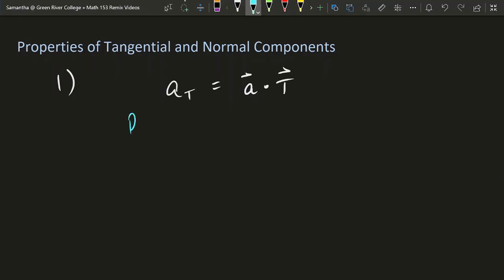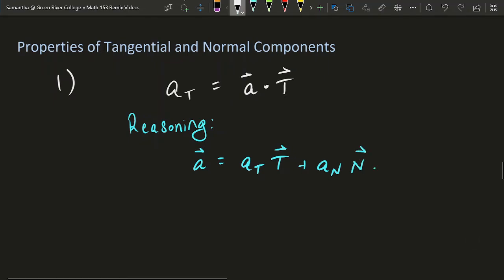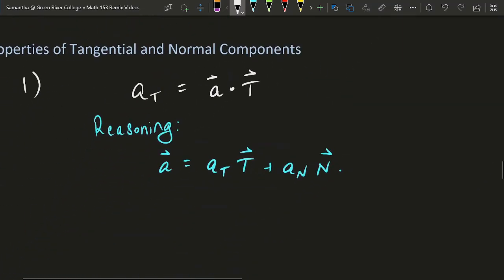And here is the reasoning for why this is true. We know that the acceleration can be split as a combination of some number times tangent plus some number times normal. Now I'm going to go into this equation and I'm going to apply the dot product with the tangent vector to both sides of this equation.